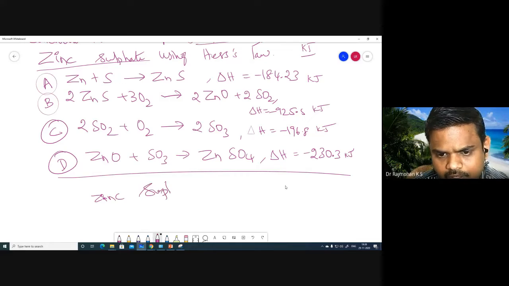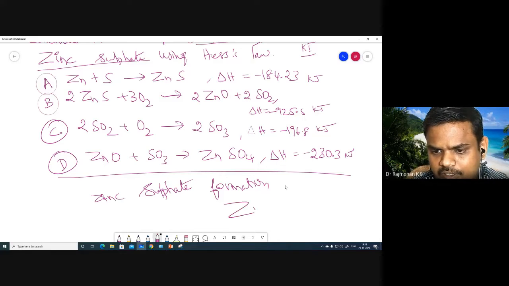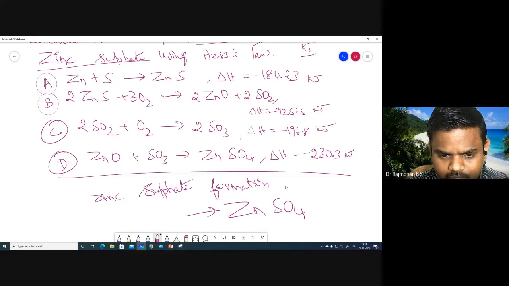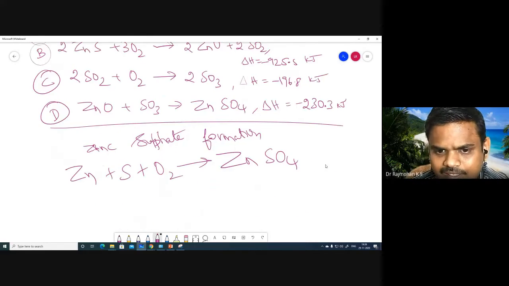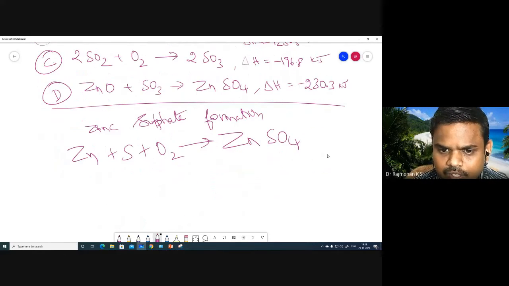Zinc sulfate formation is from the elements. What is that? Zinc SO4 has to be formed. That means it will be formed from its pure elements: S, O2, and zinc. Okay, so how to balance it? There are 4 O here, that is 2 O2. There is 1 S, 1 zinc. So this is our reaction.